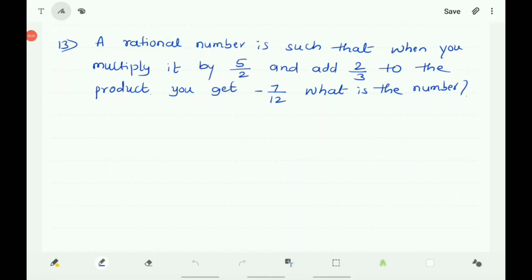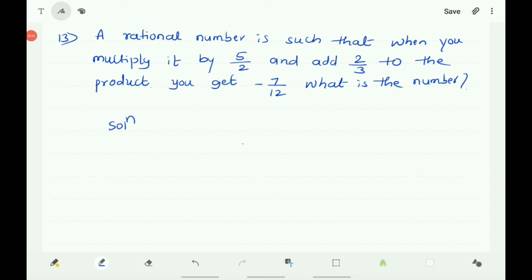Children, it is a continuation of the chapter linear equation in one variable, and the type of the linear equation is the expression on one side and the numbers on the other side. Now let us come to the 13th question of that exercise. The question is, a rational number is such that when you multiply it by 5 by 2 and add 2 by 3 to the product, you get minus 7 by 12. What is the number? So let us take the number as x here. So let us have the solution.